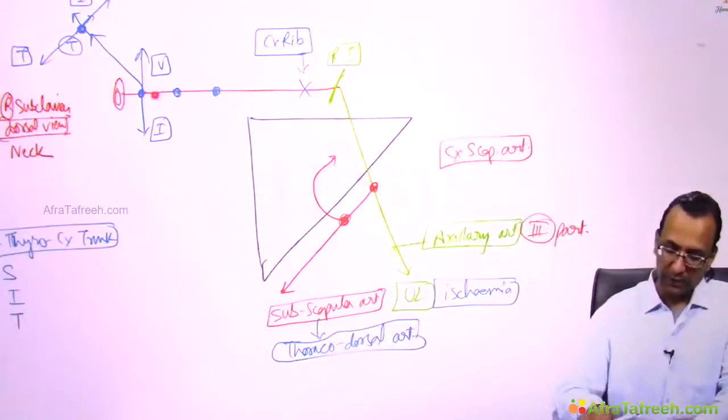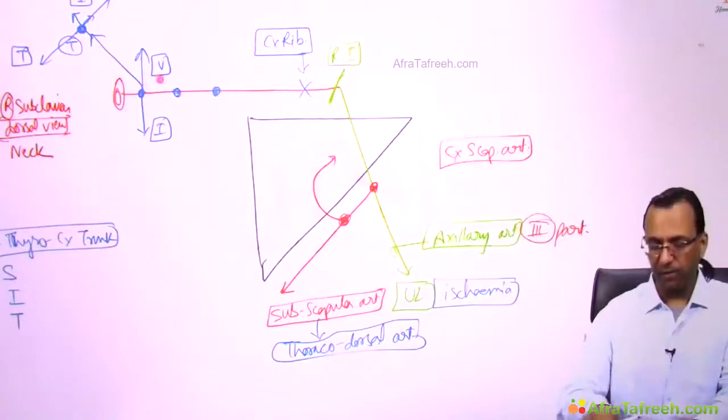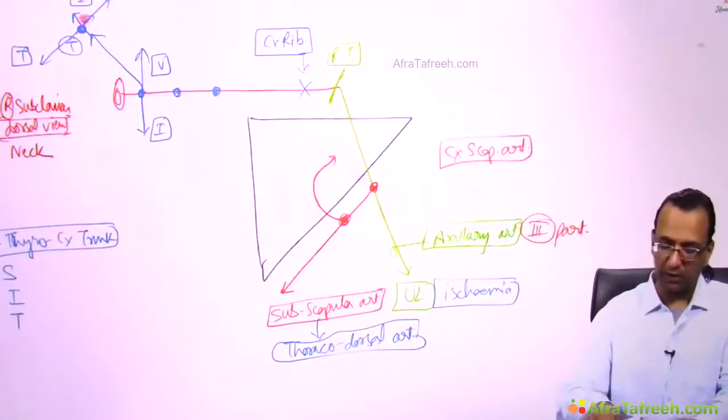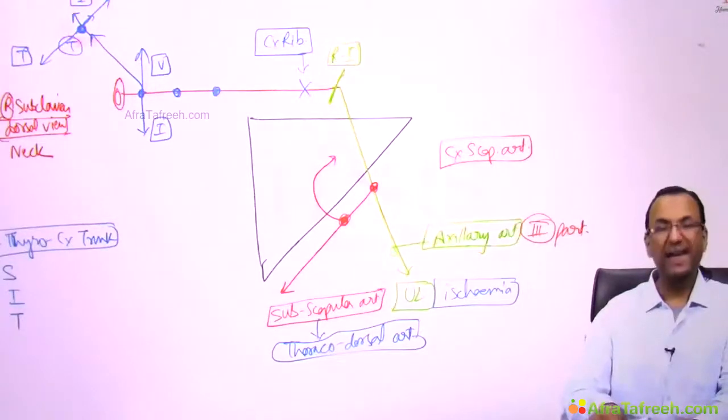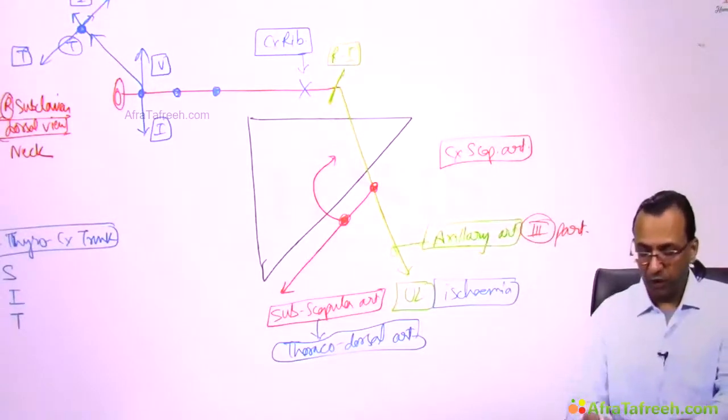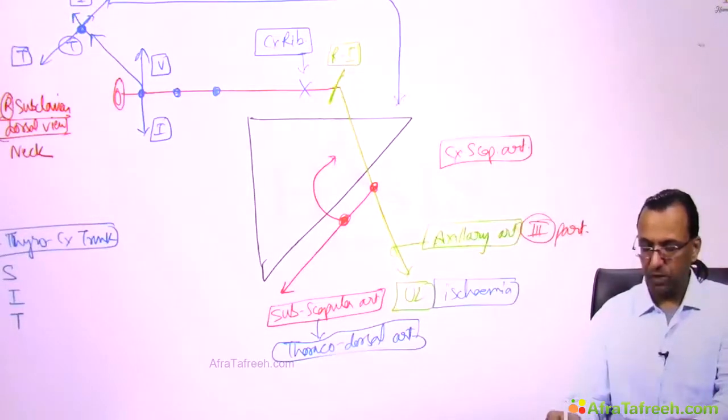You see, this is the first part of the subclavian artery. It gave the VIT branches. In the VIT branches, this is the thyrocervical trunk, and it is giving the SIT branches. In the SIT branches, the S is the suprascapular artery coming superior to the scapula. So this is the suprascapular artery coming superior to the scapula to participate in the scapular anastomosis now.